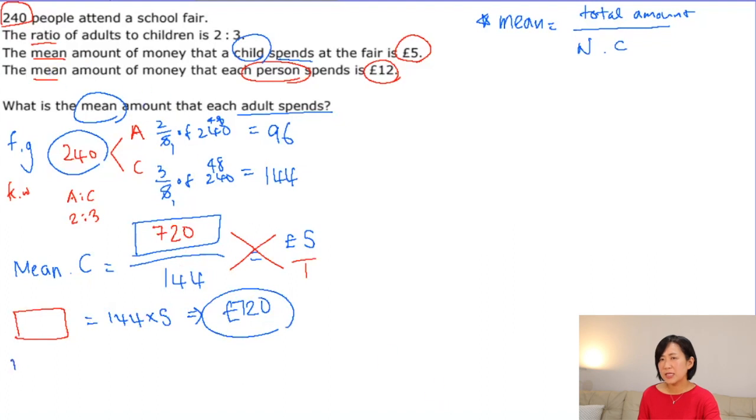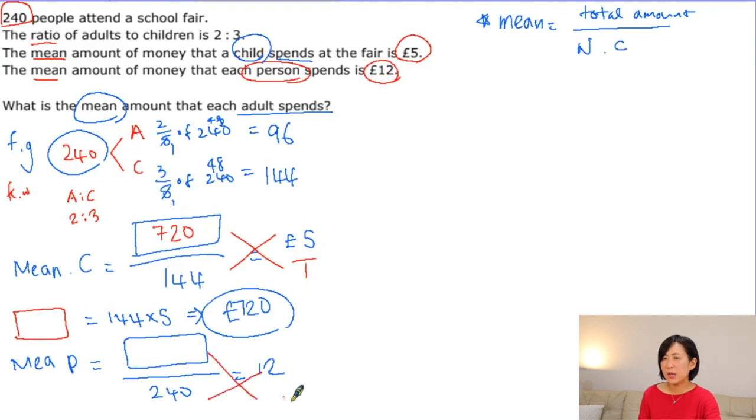Let's calculate the mean per person. That means you've got a total of 240 people in there. Then the total amount spent by all the people here is a missing value, right? Then at the end we know that the average spending per person is £12. Then let's find it out. So cross method. Your missing value is equal to 12 times 240. That gives you £2,880. So we found out the total spending in the fair is £2,880.